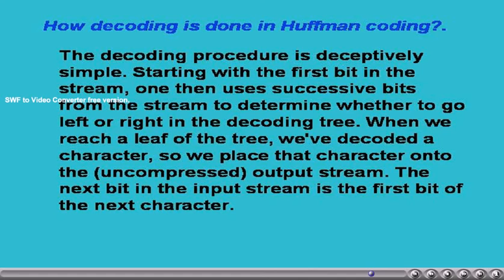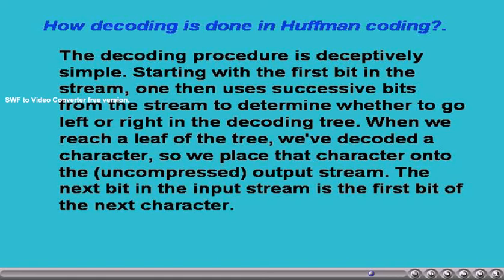Decoding in Huffman coding is very simple. We start from the first bit in the received bit stream and start from the root node of the Huffman tree. If the received bit is 1, we traverse right of the node or right of the tree. Otherwise, we go to the left. We proceed till we reach a symbol, that is, a leaf node.